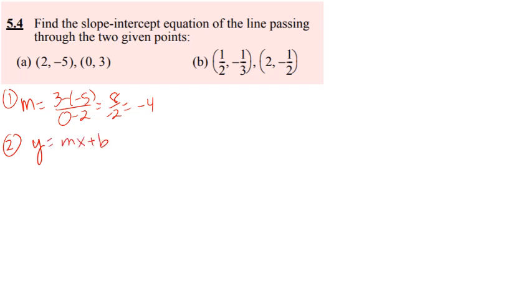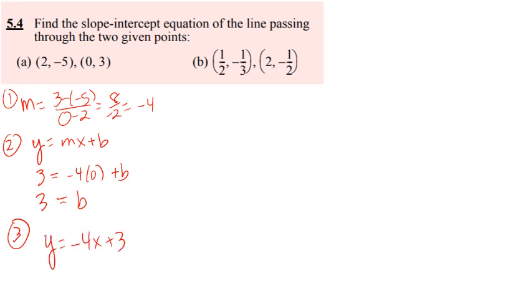And I'm going to use the second coordinate. And this one wasn't that bad. You just multiply by 0, so b equals 3. And then my final answer is y equals -4x plus 3.